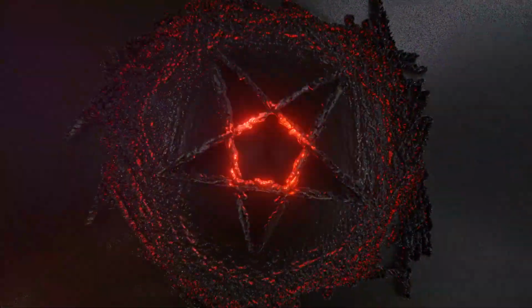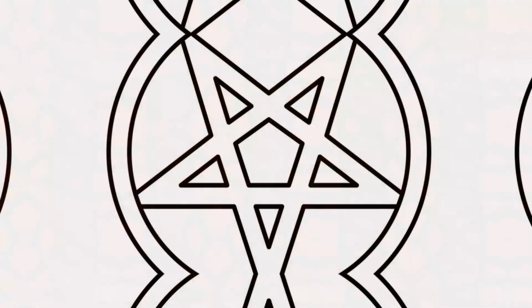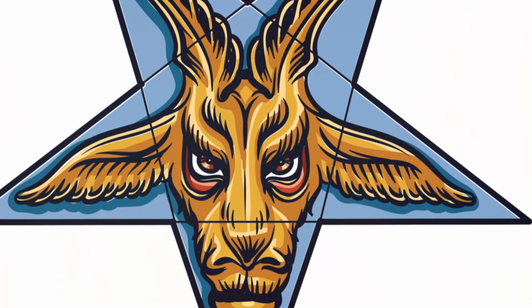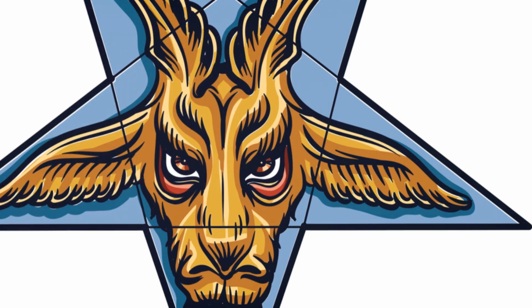Throughout history, the pentagram has been embraced by various schools of thought and traditions. The ancient Pythagoreans, a Greek philosophical and mathematical society, revered the pentagram as a symbol of perfection and knowledge. They saw it as a representation of the five elements and the interconnectedness of all things.